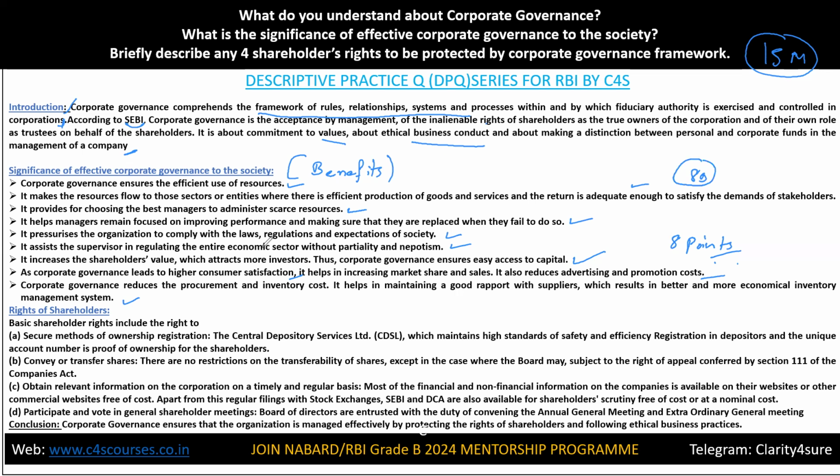Clear, students? Next, we'll see what are the rights of shareholders. Any four rights. They have asked particularly for four shareholders' rights. The shareholders' rights include, first one, methods of ownership registration. CDSL, which maintains high standards of safety and efficiency, registration in depositories, and a unique account number is proof of ownership for the shareholders. First point is methods of ownership registration.